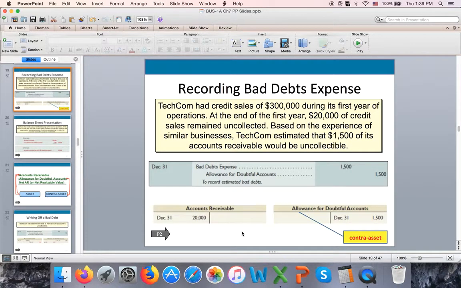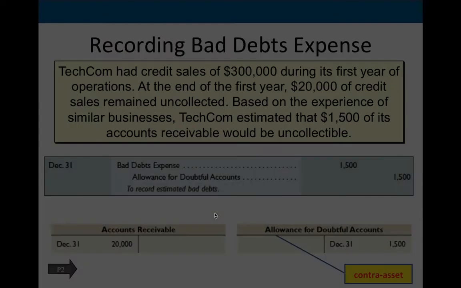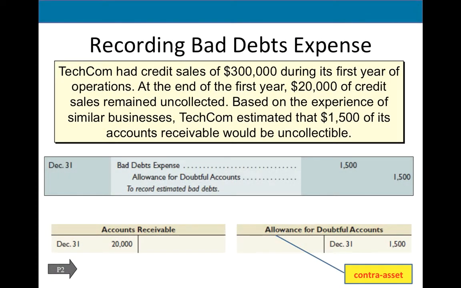So if I want to know what my collections will be, what my net AR is, it's going to be accounts receivable minus allowance for doubtful accounts. They will be listed like that on the balance sheet. AR less ADA gives me net AR, and it would be here $18,500. So as an investor, I will see not the total AR, but I will see the net amount, or so-called net realizable amount. Even though customers owe the business $20,000, the business believes it will collect only $18,500.